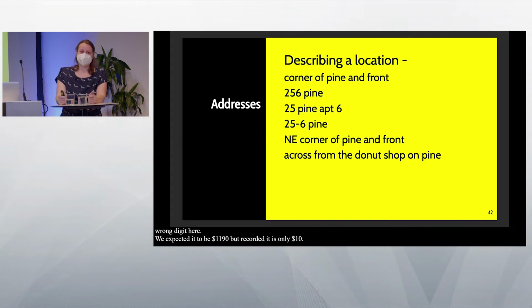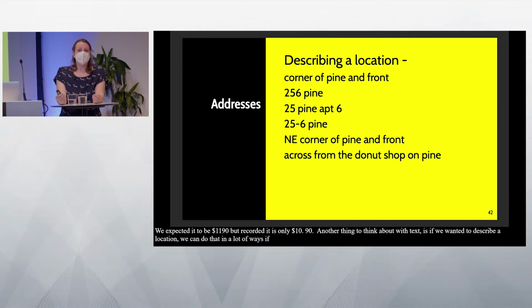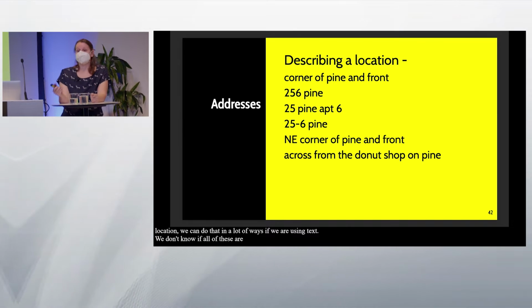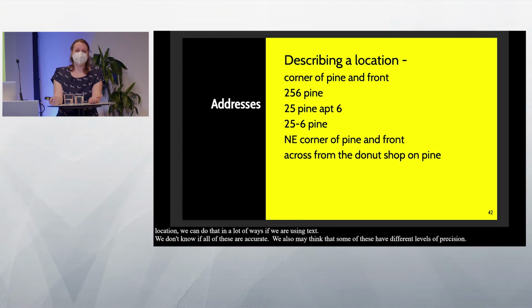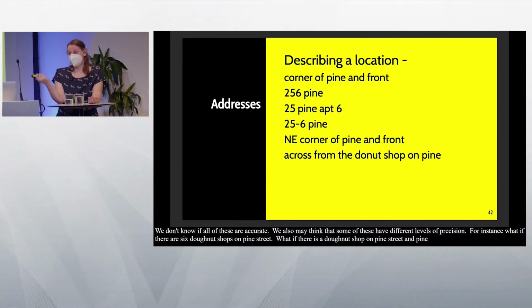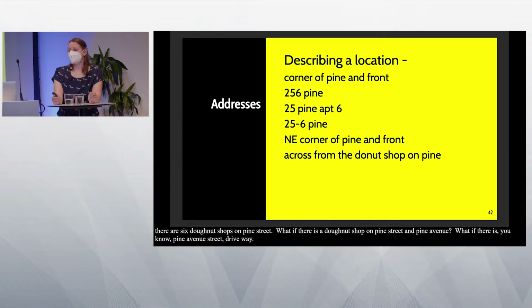Another thing to think about with text is if we wanted to describe a location, we can do that in a lot of ways if we're using text. We don't know if all of these are accurate. We also may think that some of these have different levels of precision. For instance, what if there are 6 donut shops on Pine Street? What if there's a donut shop on Pine Street and Pine Avenue? What if there's Pine Avenue Street Drive Way? Could be anything. So describing locations is really hard.